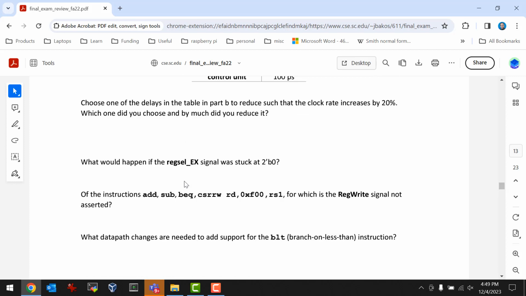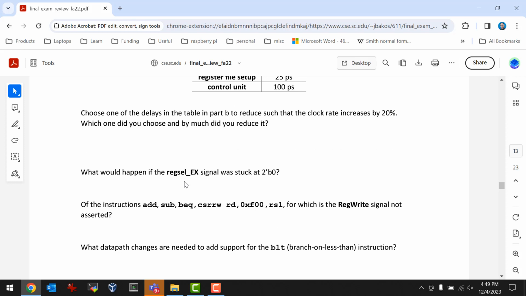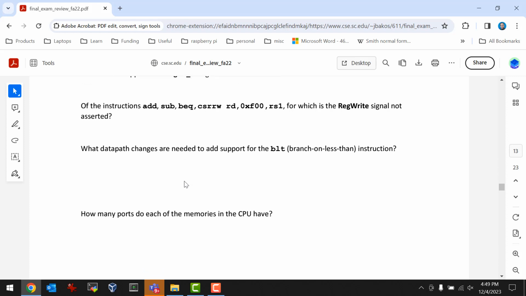If we started to learn how to read those timing reports and be able to tune our design, maybe make the pipeline deeper if we needed to. Anyway, what would happen if the reg select EX was stuck at 0? Then you'd only be able to write whatever that corresponding mux input is, right? The load upper immediate. You'd only be able to do load upper immediate.